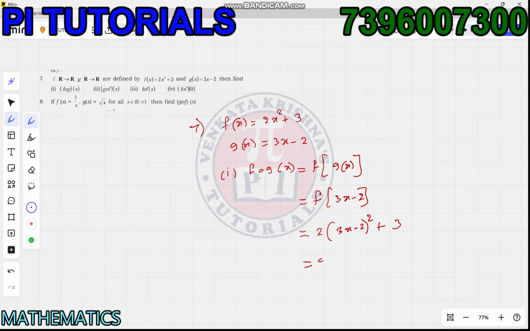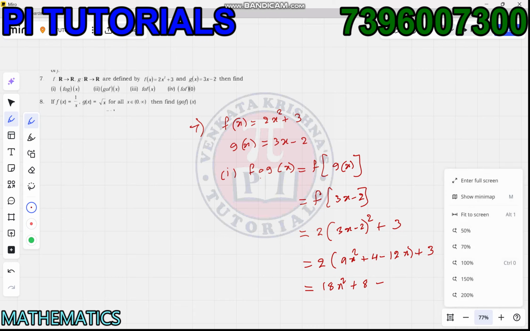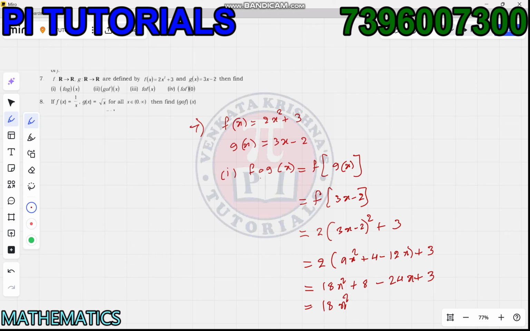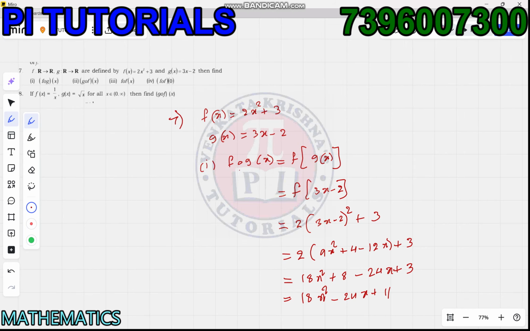So now we can go with the simplification. 2 into (3x minus 2) whole square, using the (a minus b) whole square formula, is (9x square plus 4 minus 12x) plus 3. More simplification: 2 9s are 18x square, 2 4s are 8, and 2 12s are 24x, plus 3. So 18x square minus 24x plus 8 plus 3 is 11. So this is about the first question.